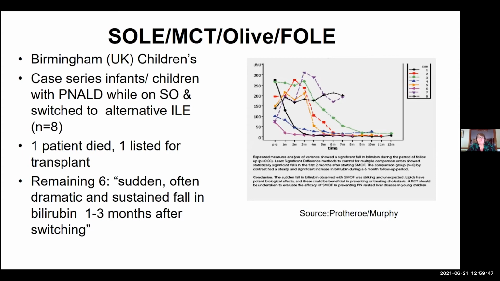In the United Kingdom, they had access to the soy, MCT, olive, and fish oil earlier than the US. And in the United Kingdom, they did do a case series of 8 children who had IFALD, who were switched from soybean oil to the mixed oil emulsion. In this case series, 1 patient died, 1 patient went on to transplant, but the remaining 6 had a similar trajectory of decline of the bilirubin levels 1 to 3 months after switching. So it did show benefit.